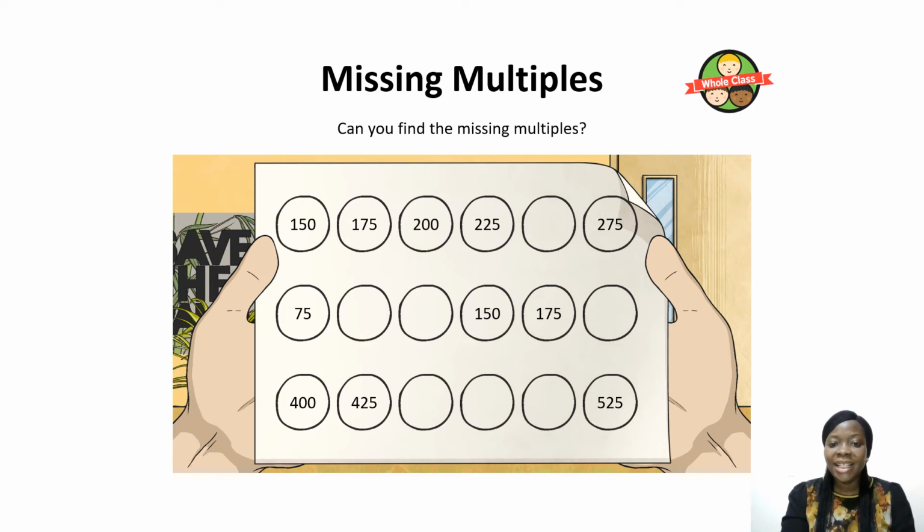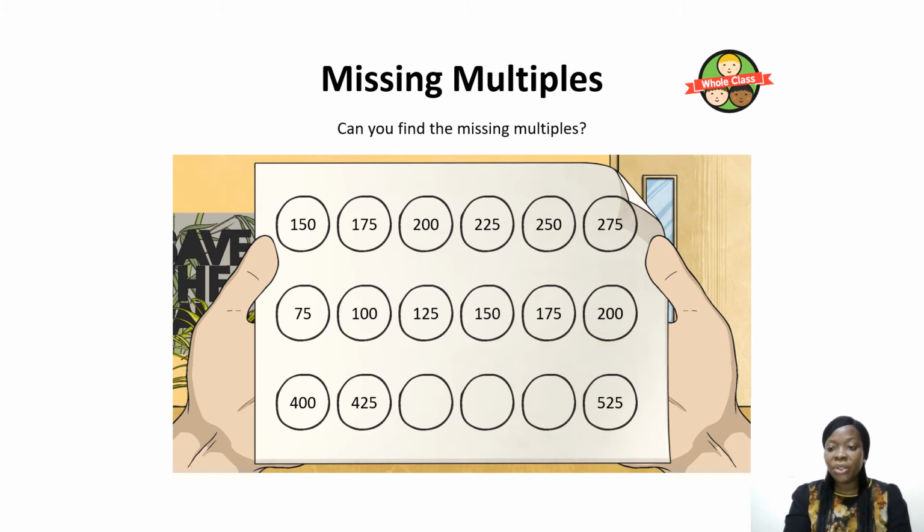Welcome back. Did you write 200 in the first one? Did you write 250 in the next one? Now let's proceed to the next row. 75, 100, 125, and then 200. Let's proceed to the last row.